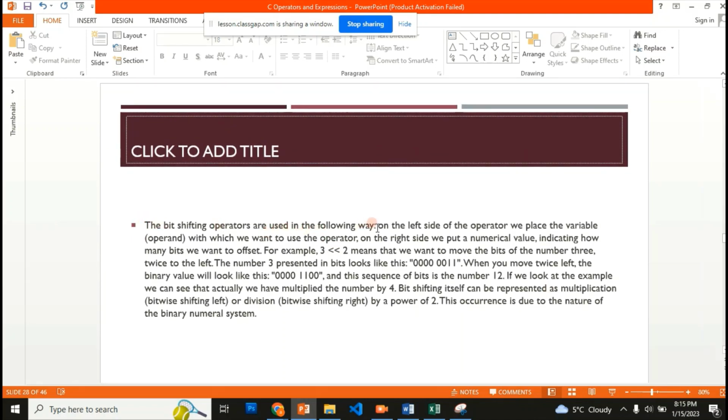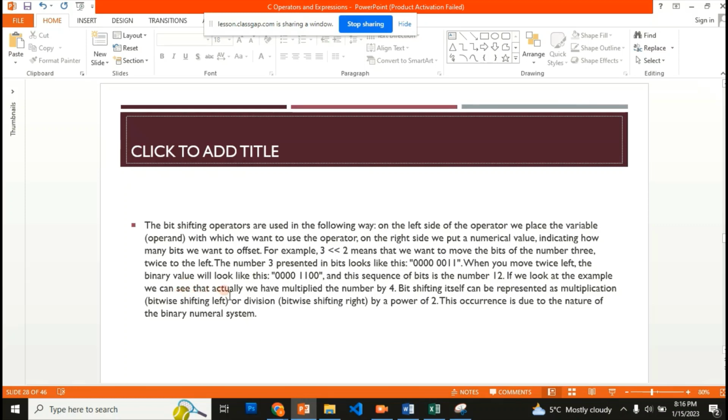The bit shifting operators are used in the following way. On the left side of the operator, we place the variable operand with which we want to use the operator. On the right side, we put a numerical value indicating how many bits we want to offset. For example, 3 shifted left by 2 means that we want to move the bits of the number 3 twice to the left. The number 3 represented in bits looks like this. When you move twice left, the binary value will look like this. Actually, the bits have moved two positions, and the rest will be replaced with 00. And this sequence of bits is the number 12.